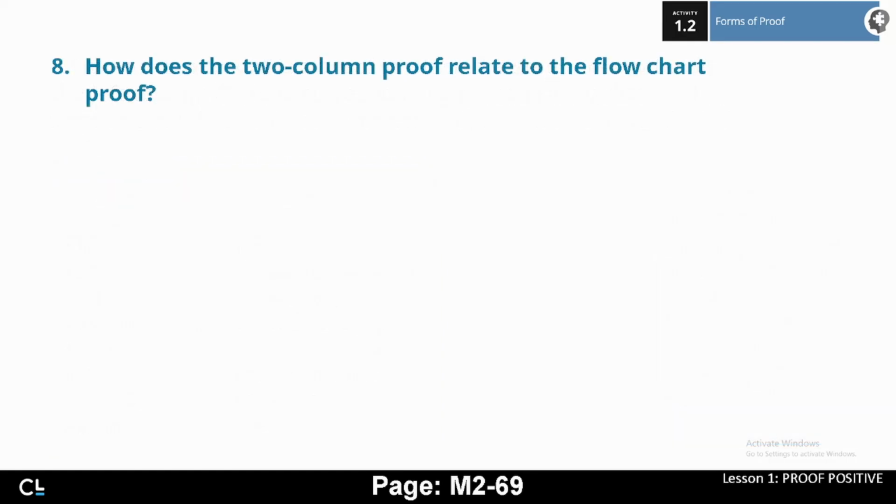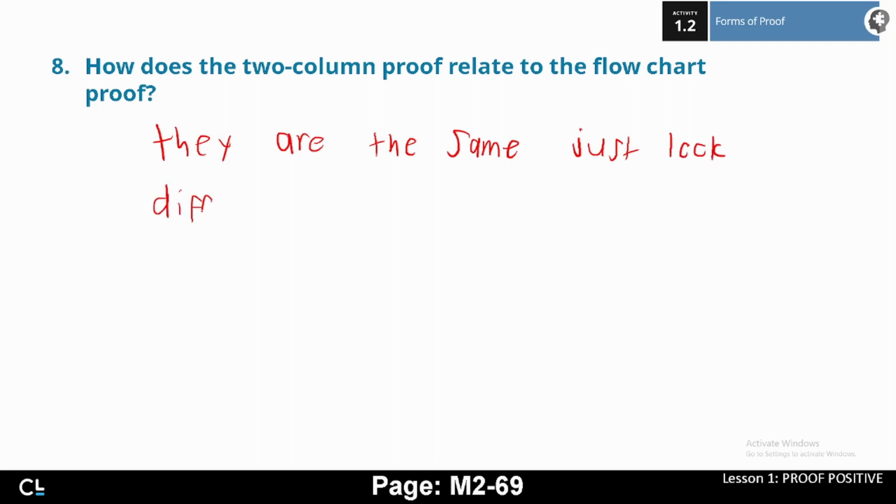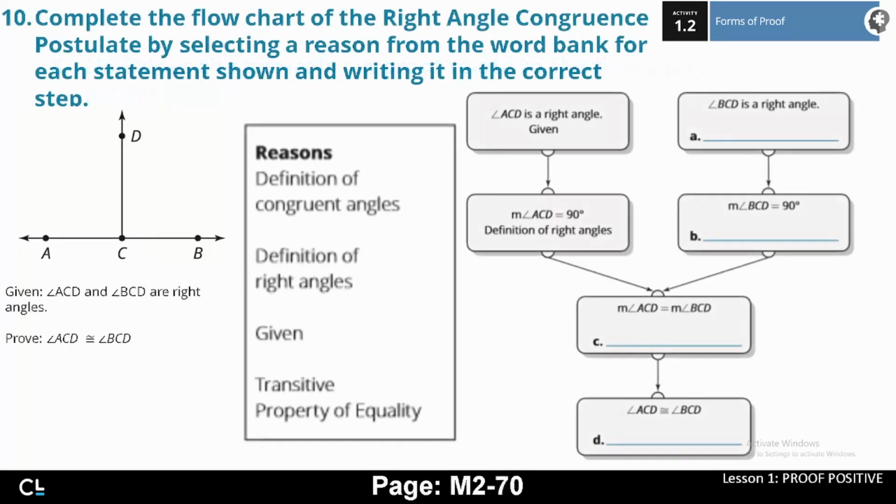So how do 2-column proofs relate to the flowchart proof? They are the same, they just look different. So what does that mean? They do the same thing, but they just kind of look different. They're organized different. They're packaged differently if we want to think of it that way, right? So they're the same, they just look different.